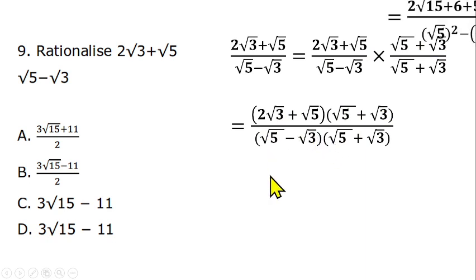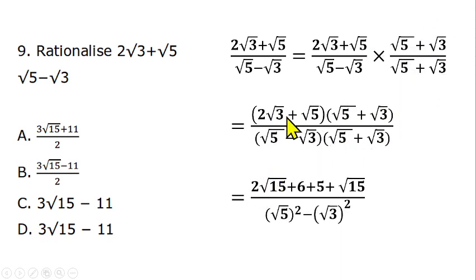So we know that if you do that very well, 2 root 3 times root 5 will give us 2 root 15. 2 root 3 times root 3 will give us 6. How? Root 3 times root 3 will give us 3, and 2 times 3 will give us 6. Also, root 5 times root 5 will give us 5. Then root 5 times root 3 will give us root 15. The denominator is a difference of 2 squares, so you don't need to multiply normally.